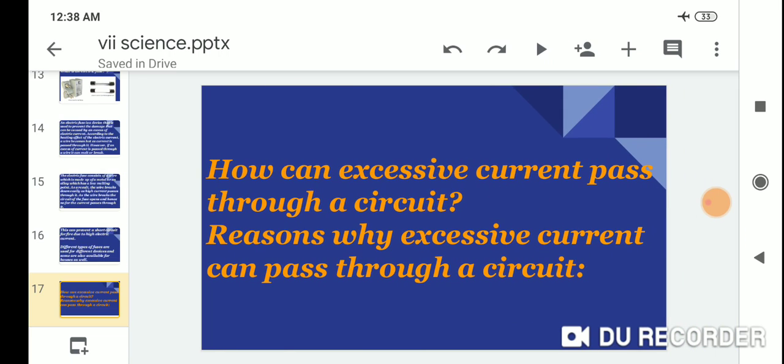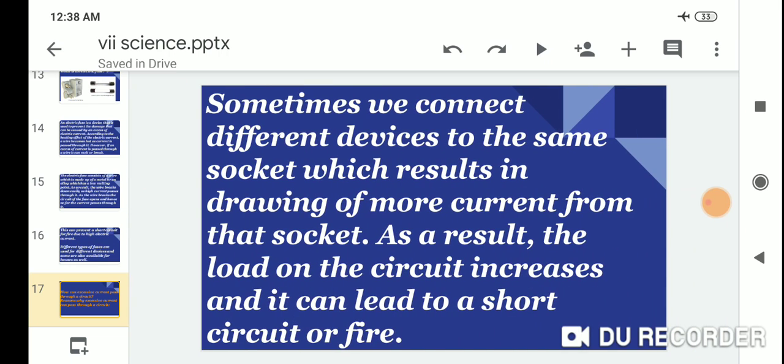How can excessive current pass through a circuit? The reason why excessive current can pass through a circuit: sometimes we connect different devices to the same socket, which results in drawing more current from that socket. As a result, the load on the circuit increases and it can lead to a short circuit or fire.